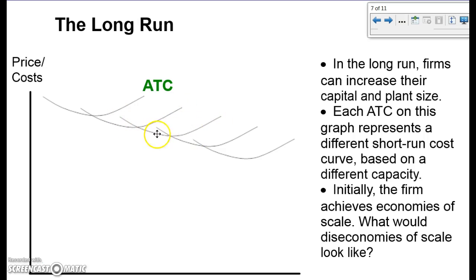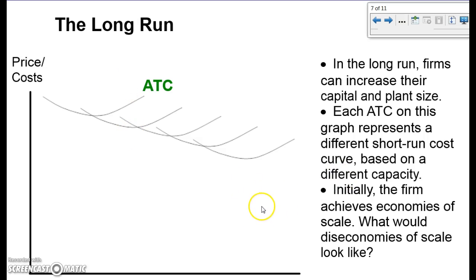So all of these represent different sizes of factories that the soda company could choose from. And what's the right ATC curve depends on how much soda they want to produce, right? This one looks great because it's so low cost. But this ATC curve wouldn't be very good if you were only producing this many units, right? Because the average total cost would be enormous over there.